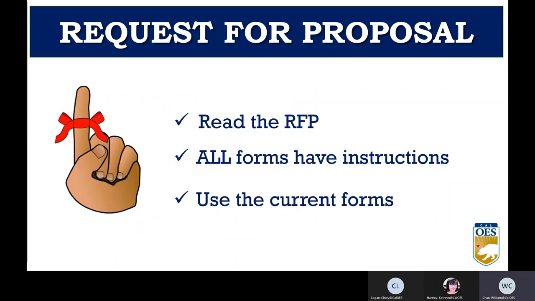But first, here are a few helpful reminders. 1, read the entire request for a proposal to understand what is required for the program. 2, please know that all forms have instructions. So if you have any questions about a form, look at the instructions first and then email your program specialist for help. And 3, use current forms. Cal OES updates our forms often. If you are using one of our forms that you've saved on your desktop, it's possible it may have been outdated. You'll be asked to redo the form, which may delay the processing of your award if selected.